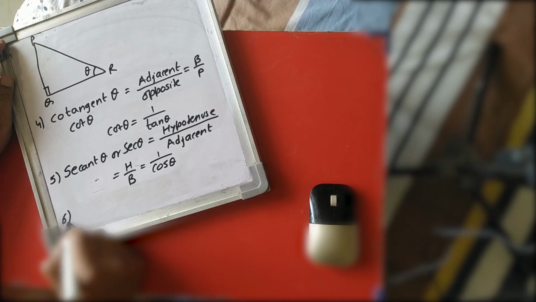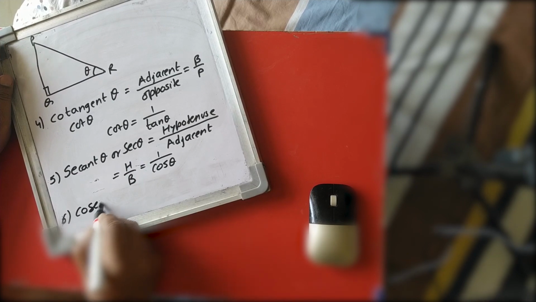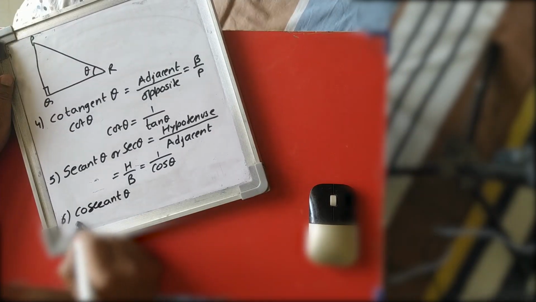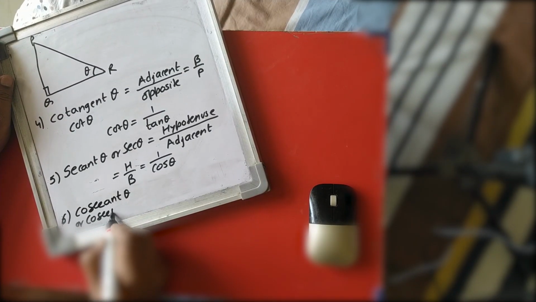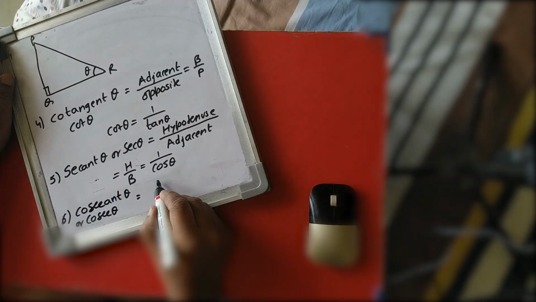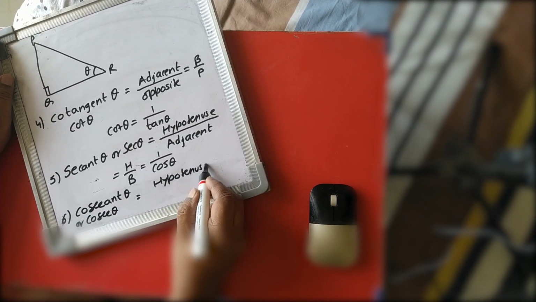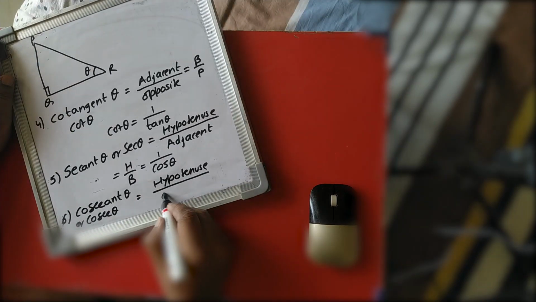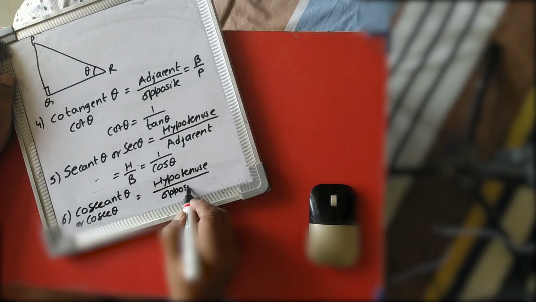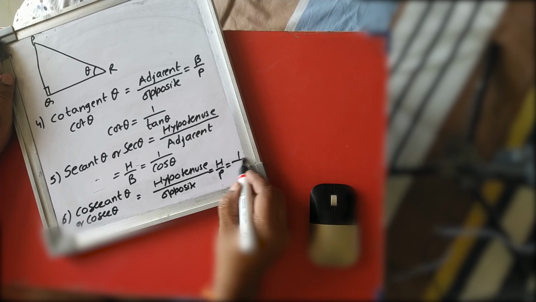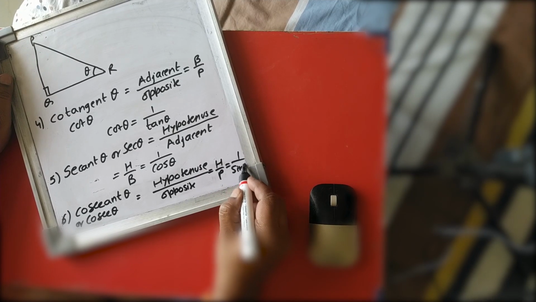The last trigonometric ratio is the reciprocal of sine theta, called cosecant theta, but mostly pronounced and written as cosec theta. Cosec theta also has hypotenuse in the numerator, and the side opposite to theta is the denominator. So it is equal to h upon p, which means 1 upon sine theta.